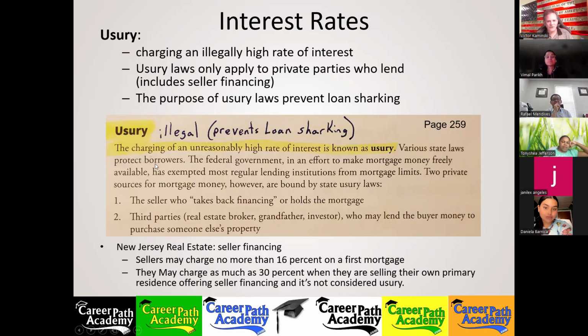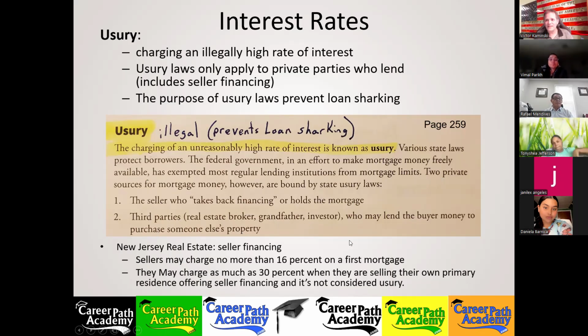Look, what does it say here in the book? Various state laws protect borrowers. The federal government, in an effort to make mortgage money freely available, has exempted most regular lending institutions from mortgage interest limits. Two private sources for mortgage money, however, are bound by state usury laws. Sellers who take back financing or hold a mortgage, and third parties, such as a real estate broker, grandfather, or investor, who may lend the buyer money to purchase someone else's property.